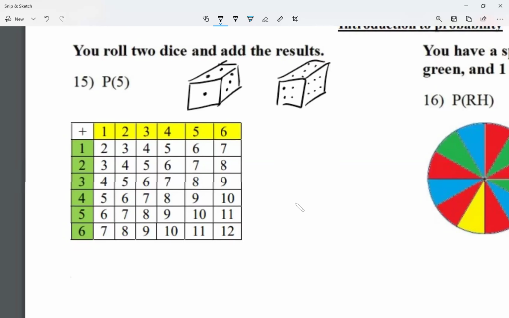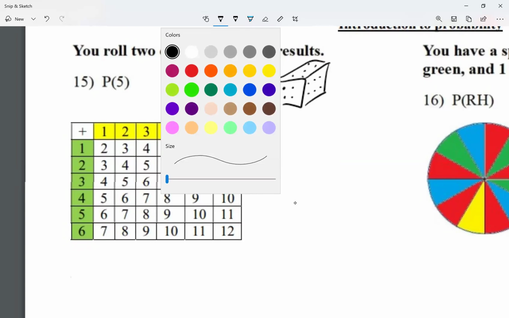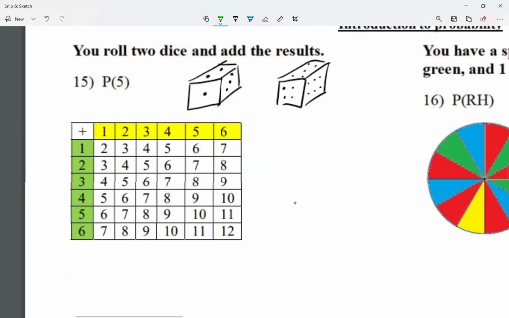Let's call each of these... let's say I have a green die. Oops, let me use my highlighter instead. Let's say one of my dice is green, and then the other die is yellow. Okay, so one of my dice is green and one of them is yellow.